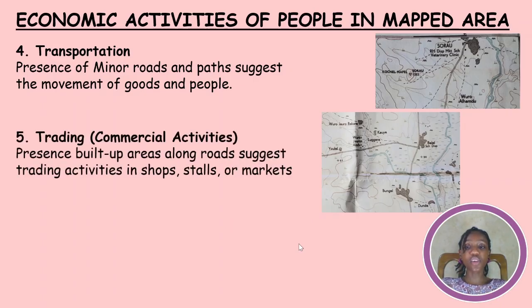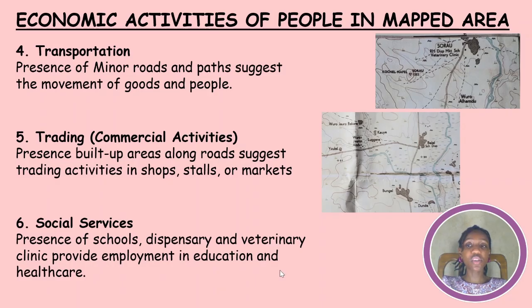All those grey patches that are shaded beside the roads are called built-up areas, and a lot of people don't know the significance. But built-up areas on a map suggest places with high population. It shows development compared to scattered rural homesteads. And where we have a large number of people, we should expect a lot of trading and commercial activities going on in such an area.